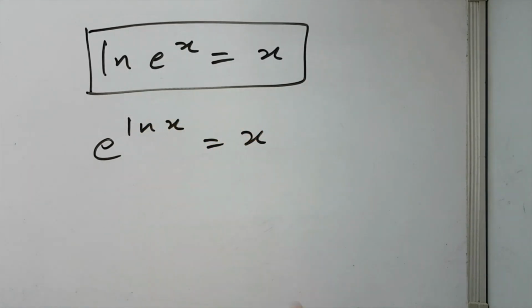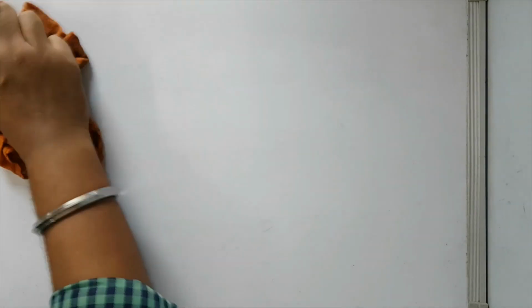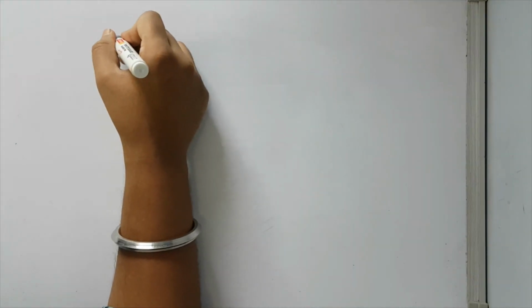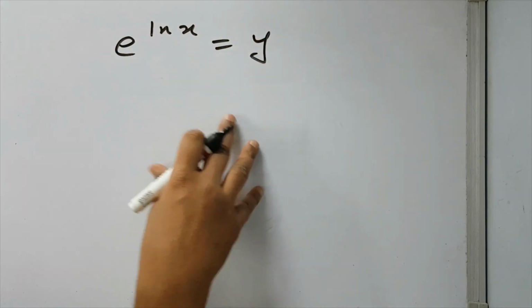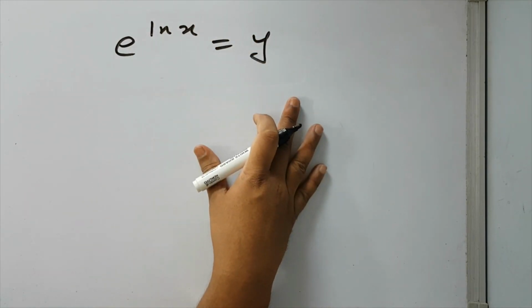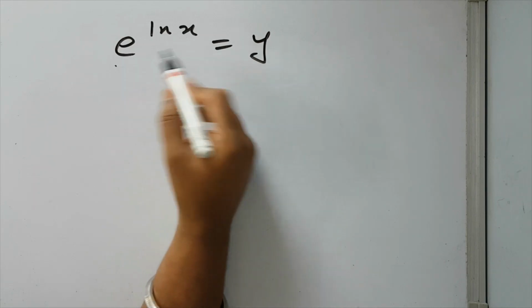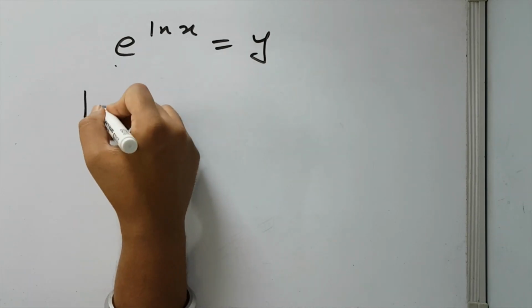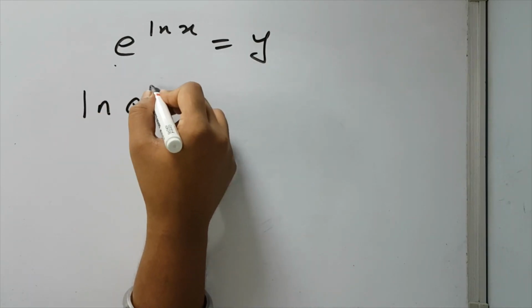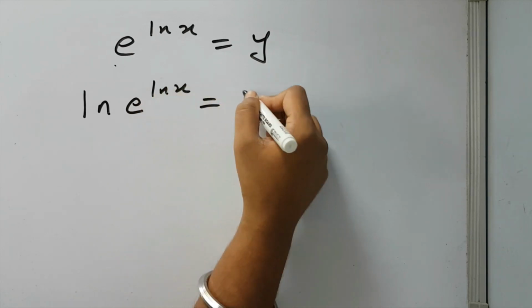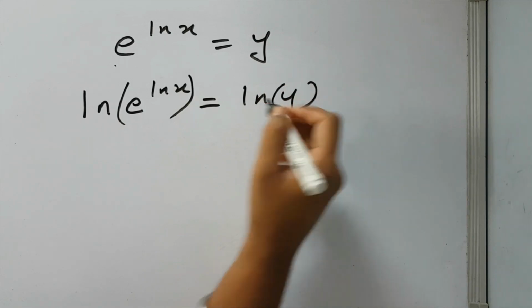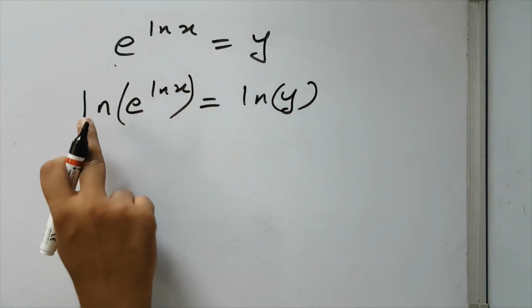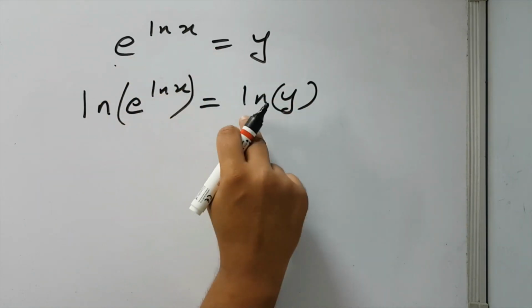I'll try to prove this. Let's say e raised to ln x is equal to y. अब मैं क्या करता हूँ, दोनों तरफ LHS एंड RHS पे log लगा लेता हूँ. तो ln of e raised to ln x will be equal to ln of y. I hope you understood this. e raised to ln x is equal to y. तो ln of e raised to ln x is equal to ln of y.